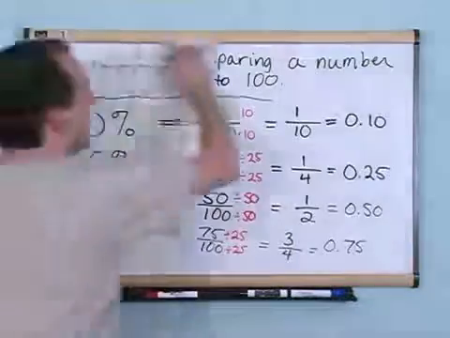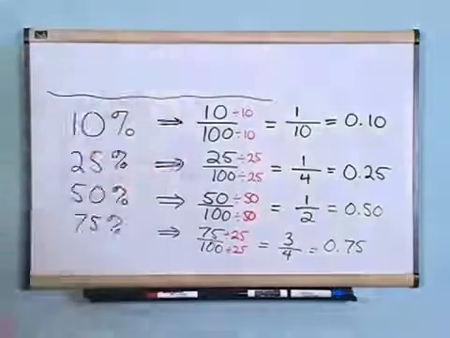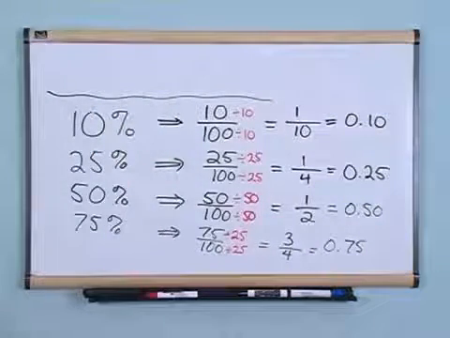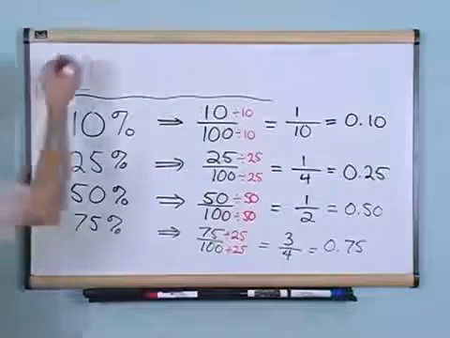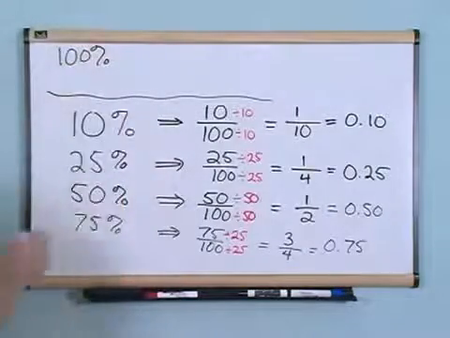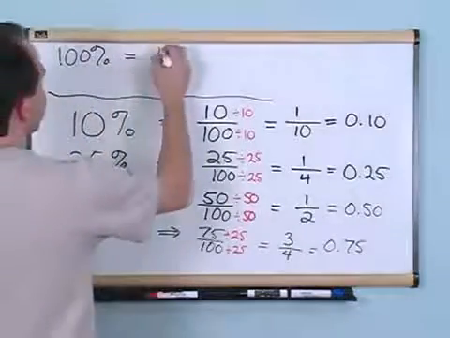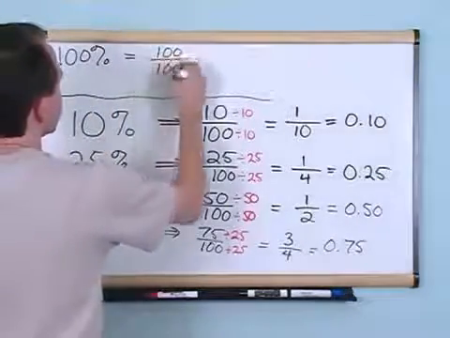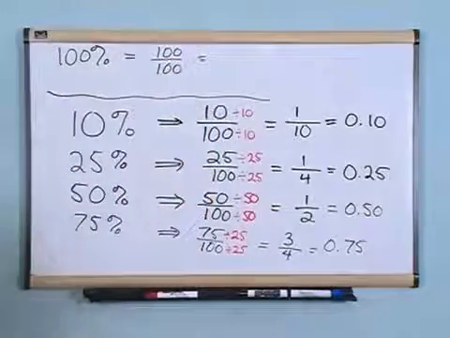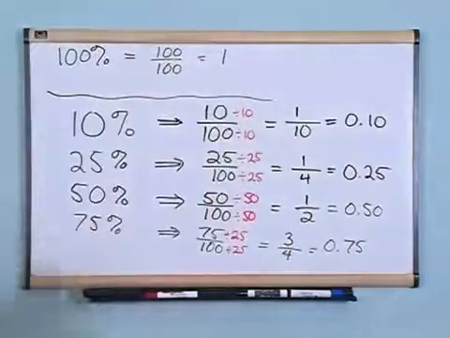Now, one more thing that I want to write. I ran out of room here on the bottom, so I'm going to write it up here at the top. What would 100% be? Well, in terms of a fraction, that's 100 over 100. And you already know that anything divided by itself is 1. So that's the same thing as 1.